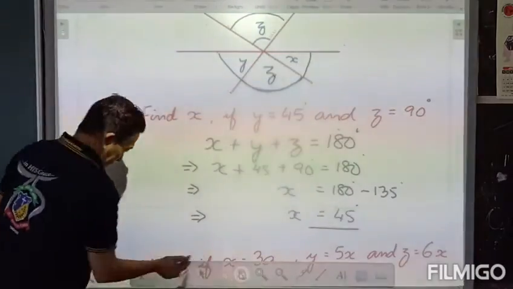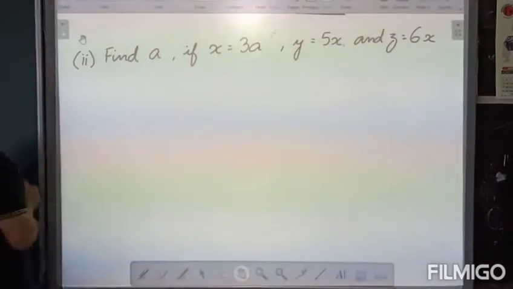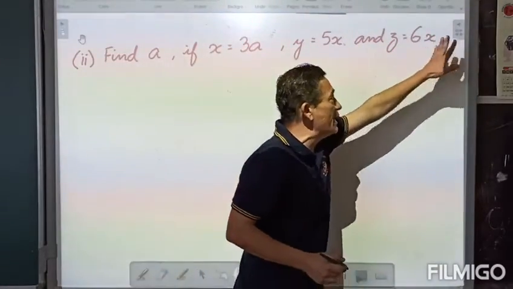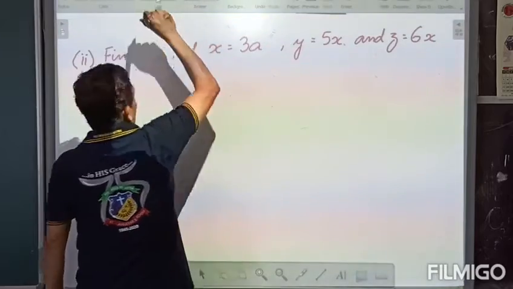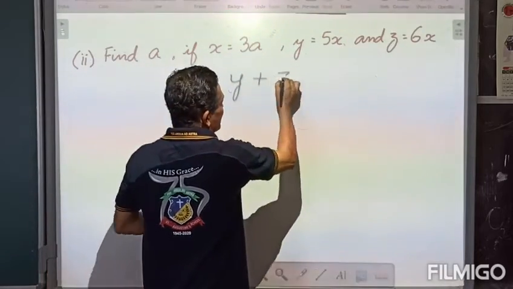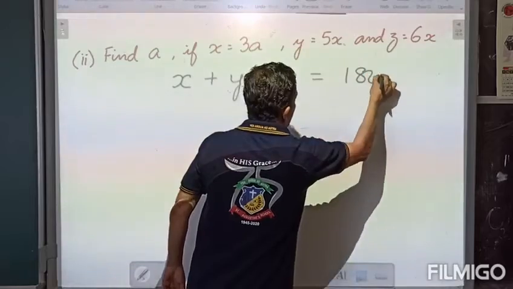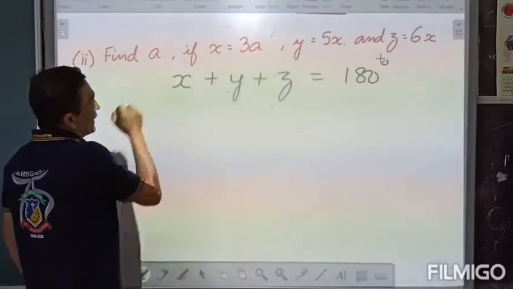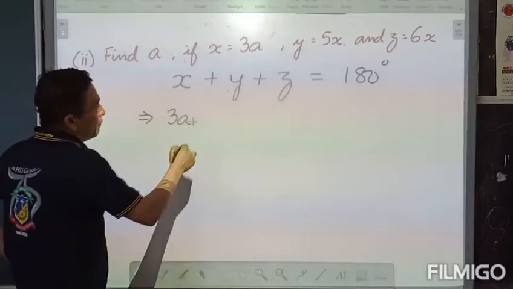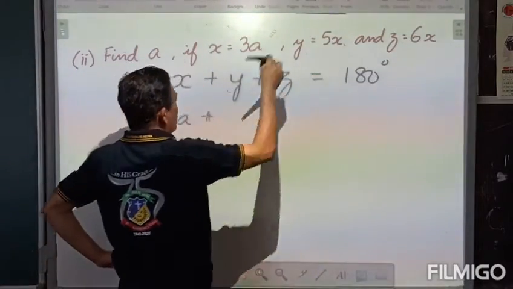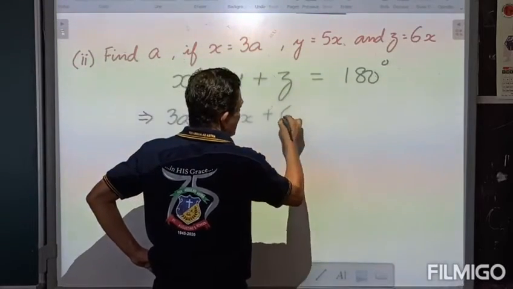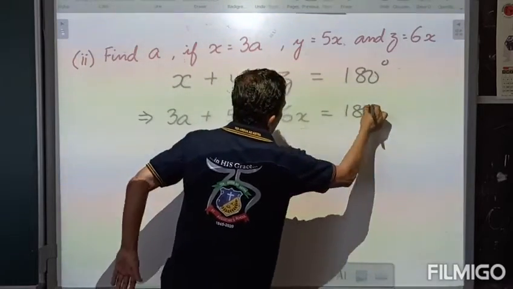Now, the next sum, part 2 of that sum. It says, find a if x is equal to 3a, y is equal to 5x, and z is equal to 6x. Now, we've already said that when I add x plus y plus z in the diagram, I will get 180 degrees. Now, what is x? X is 3a, plus, what is y? Y is 5x, plus z is given as 6x, which is equal to 180 degrees.